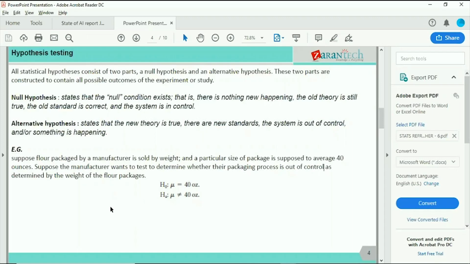Anybody has any questions around it? If this is clear, we'll go ahead, because this will keep getting confusing eventually. Okay, next slide then.